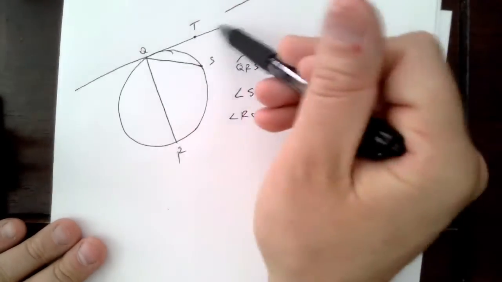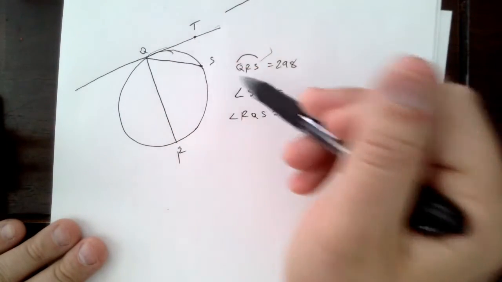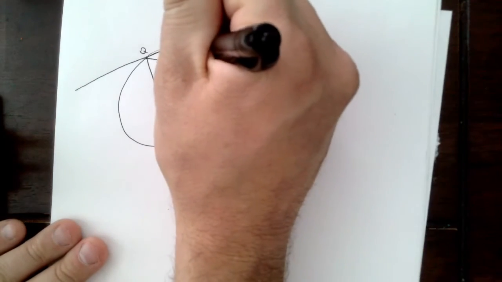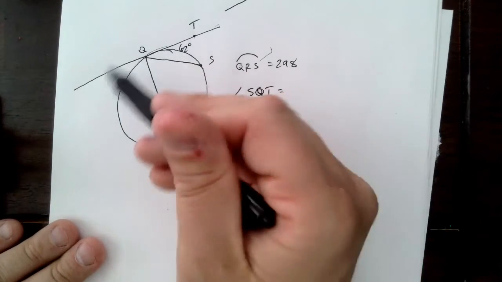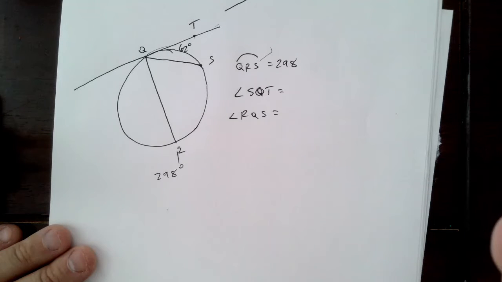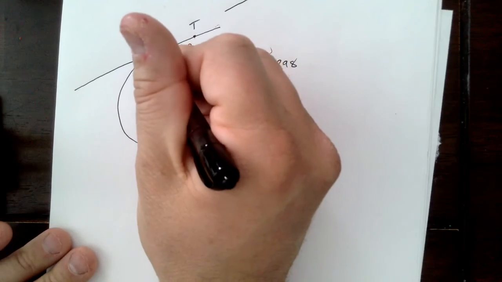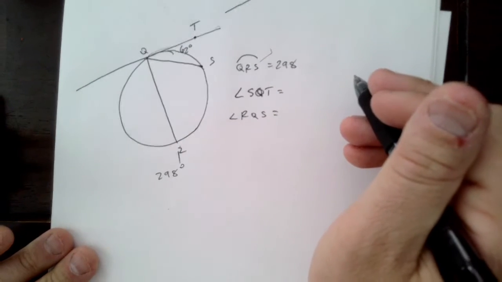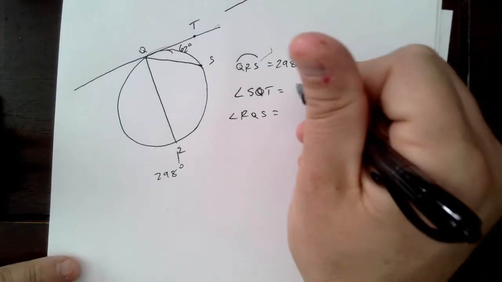So SQT is this angle right here. Well, in order to find this angle, we have to know what this arc is. So if we know this whole part's 298, then this little piece right here has to be 62, because how many degrees inside of a circle? 360. So this angle right here, SQT, has to be half of that arc. What's 62 divided by 2? 31.